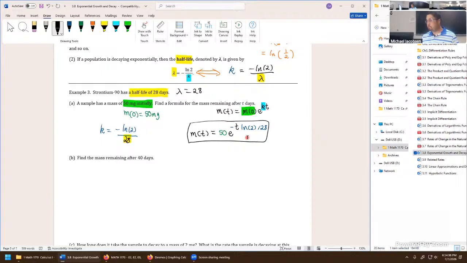Okay, well, so far, just like on example 2, we haven't hit the calculus portion yet. And we're still not there in part B. It just wants to know mass remaining after 40 days, which means just do the function evaluation. Mass at 40 will become 50 times e to the power of negative 40 times the natural log 2 over 28.